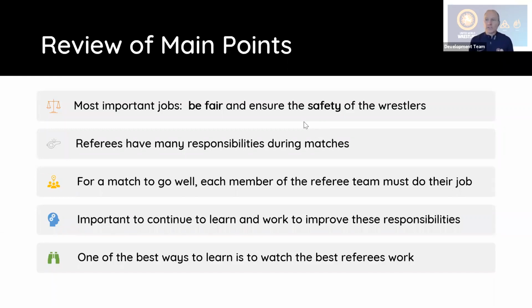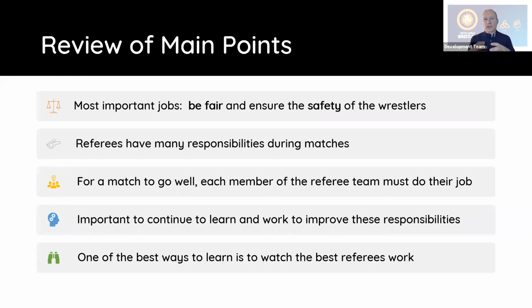And the last thing I'll leave you with, and this is something I learned a long time ago, one of the best ways to learn is to watch the best referees work. I had a number of individuals that were up here. I would encourage each of you, if you see them on the mat, watch the match. And I can list another dozen referees that are just outstanding, great referees. If you watch them, there's a reason why they're really good.